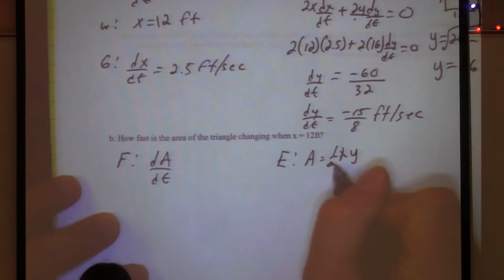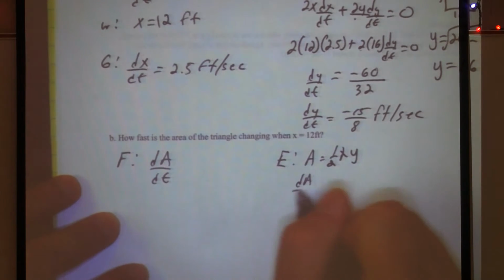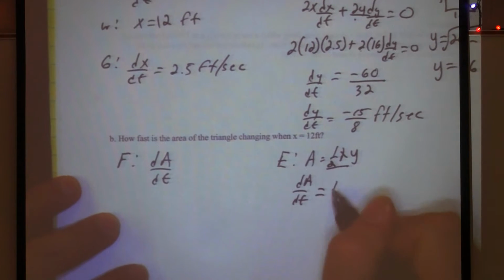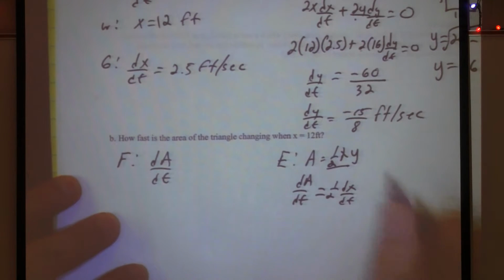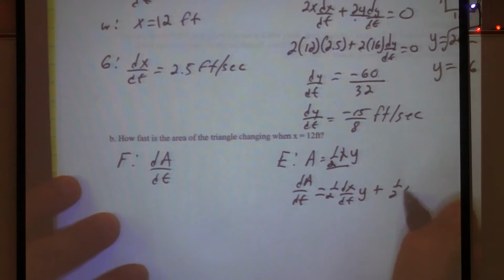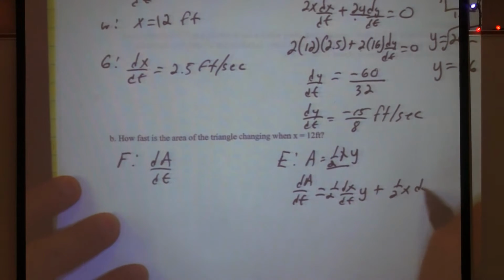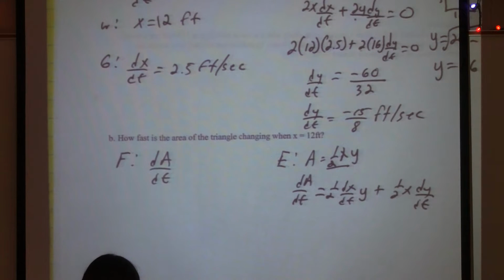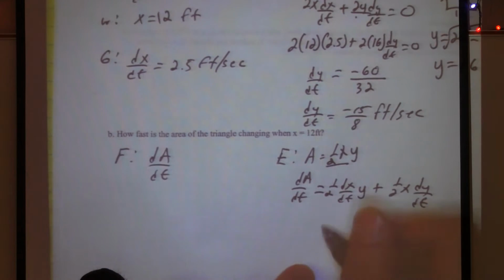So when we differentiate this, we end up with dA/dt equal to the derivative of the first, 1/2 dx/dt times the second, y, plus the first, 1/2 x times the derivative of the second, dy/dt. And we should know all of those things already, since we did part A, right? So let's just substitute them.